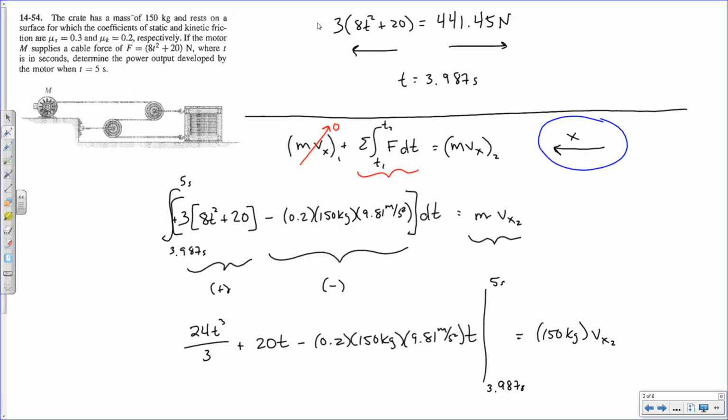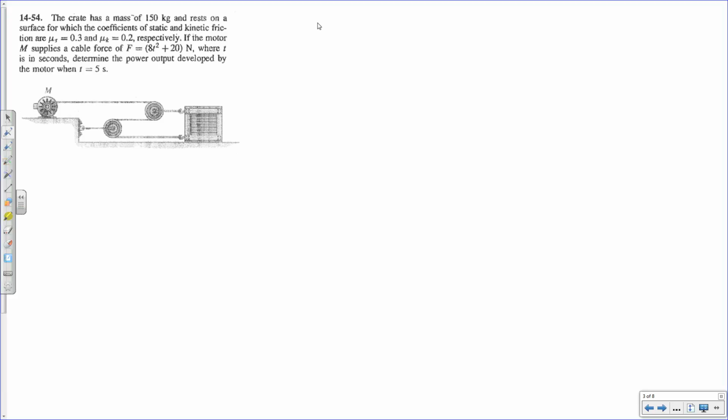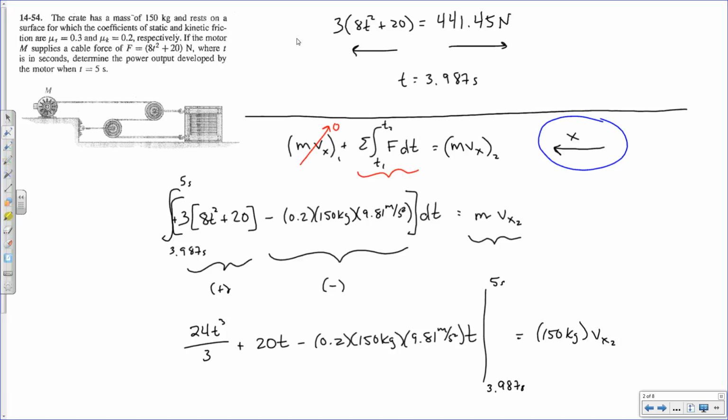Okay? This problem was asking us to solve for the power out from the motor itself. And we know that the power is going to be the force dotted with the velocity of the rope coming towards the object at that given moment. So once we determine what Vx2 is from this equation, that tells us the speed at which the crate is moving towards the left. But that's not what the question is asking us for.